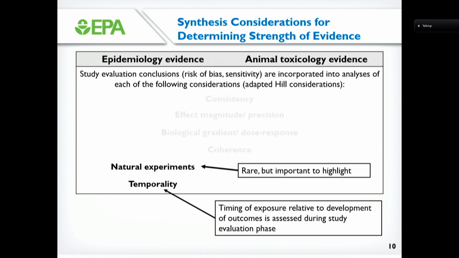Natural experiments and temporality, although again, sort of we use the Hill considerations a lot because they're very familiar to people, but I think there is this idea that, at least in some systematic review groups, not that they're outdated, but maybe when we think about how they're operationalized, they could use a little bit of dusting off. So, for example, the concept of temporality would be something that we would probe often at the individual study evaluation phase.